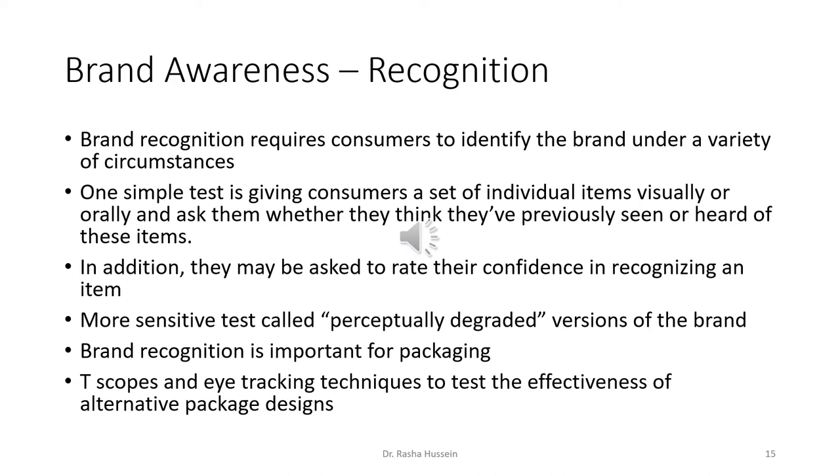There are more sensitive tests for brand recognition. One of them is called perceptually degraded versions of the brand. This means that we can test brand name recognition with missing letters. You can look at your book, figure 9-6, page 339, and examine your ability in recognizing some brand names with less than full information. You would find in the list 15 different brand names with missing letters, and the answer is down there in the figure. I identified brand number 2, brand number 5, brand number 9, 13, and 15 without looking at the answer key. So try it yourself.